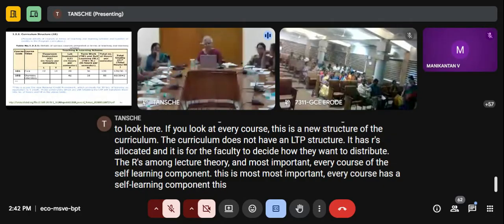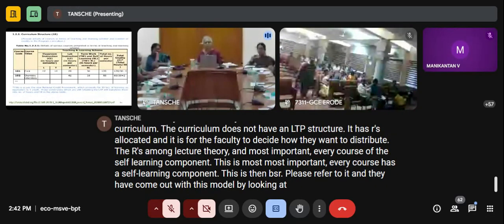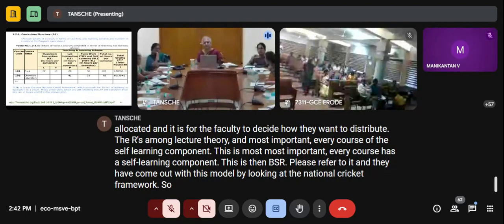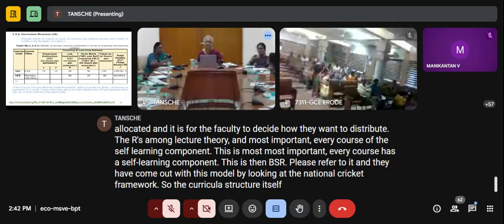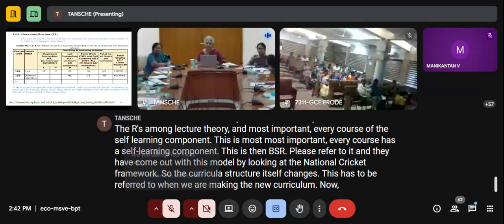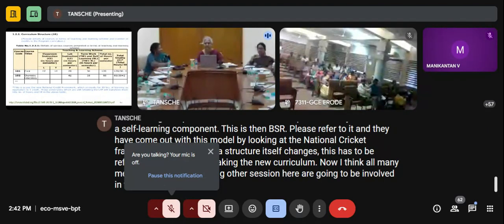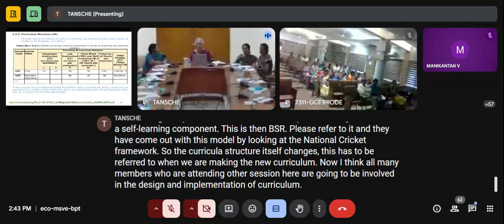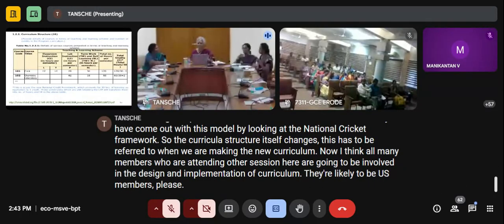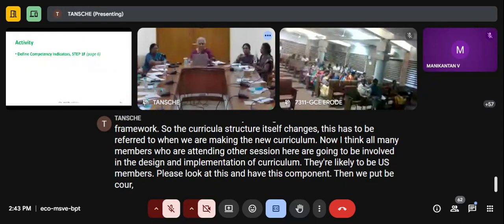This is the NBSR. Please refer to it. They have come out with this model by looking at the National Credit Framework. So the curricular structure itself changes. This has to be referred to when we are making the new curriculum now. I think many members attending the session here are going to be involved in the design and implementation of curriculum. They are likely to be BOS members. Please look at this and have this component when we prepare the courses in the curriculum.